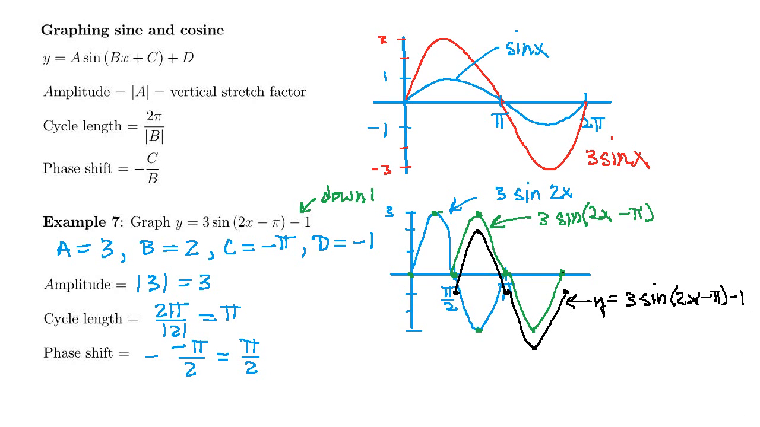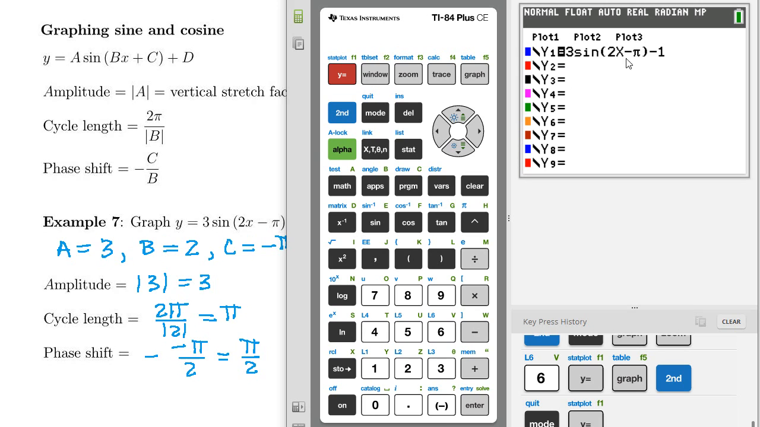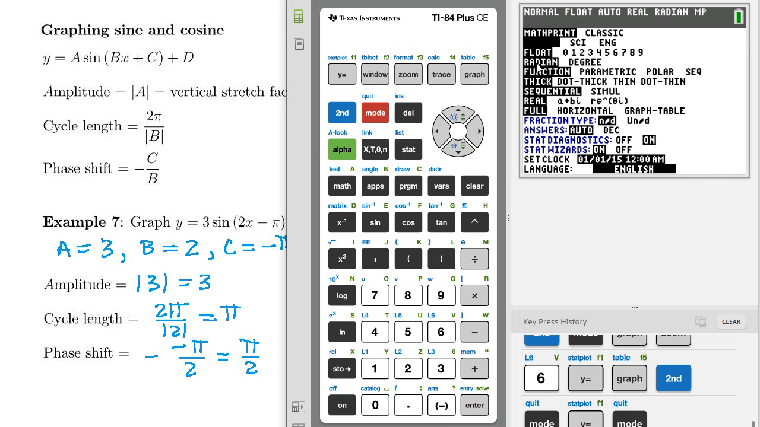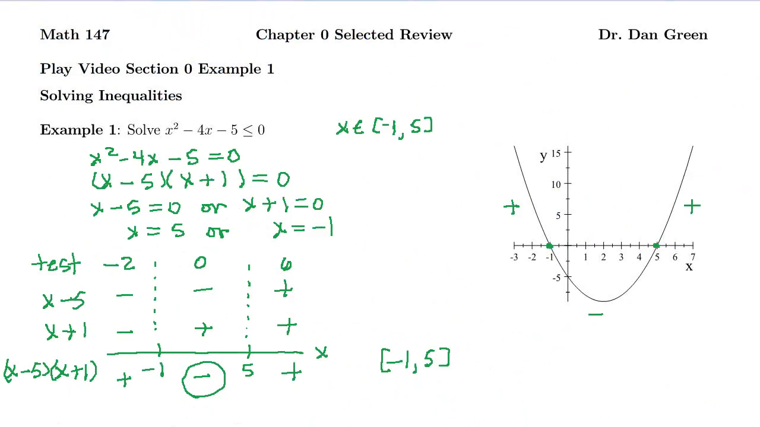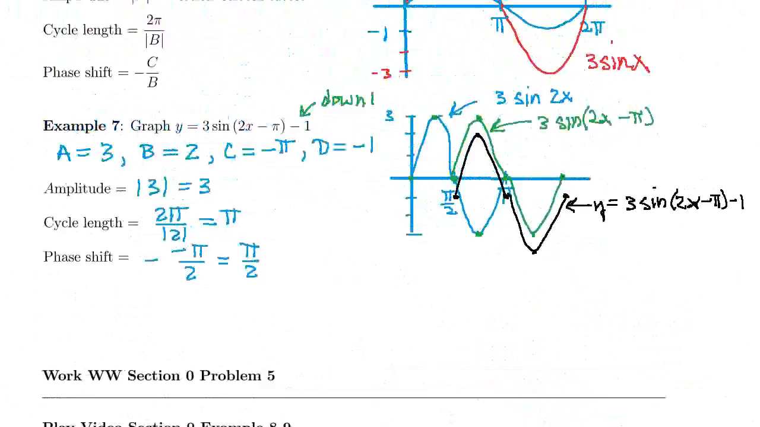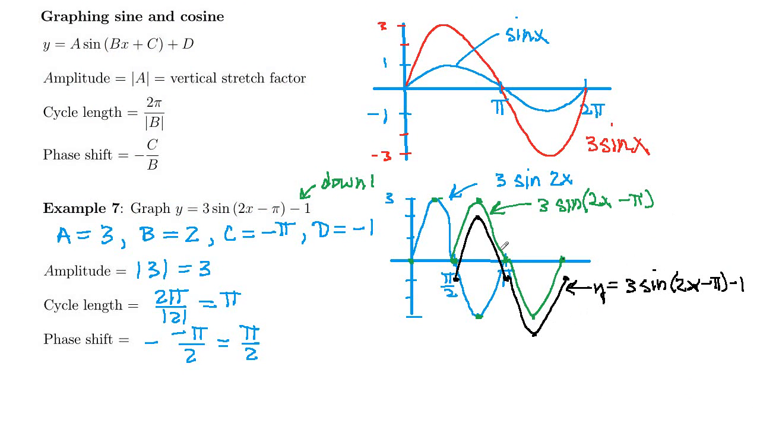And then if we want to double check this on the calculator, I've already entered that in there. Make sure that you are in radian mode. So go to mode and make sure this is radian and not degree, and then click our graph, and there's our graph. Scale of 1 this way, scale of 1 this way. So you can see 1, 2, 3, cycle length of pi. You can see it goes between 2 and -4. That is indeed the graph that we have here, the black graph right there.